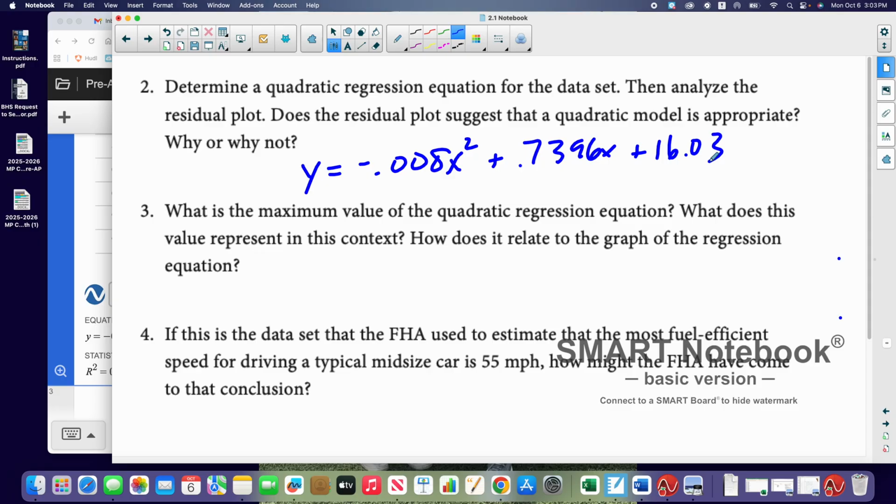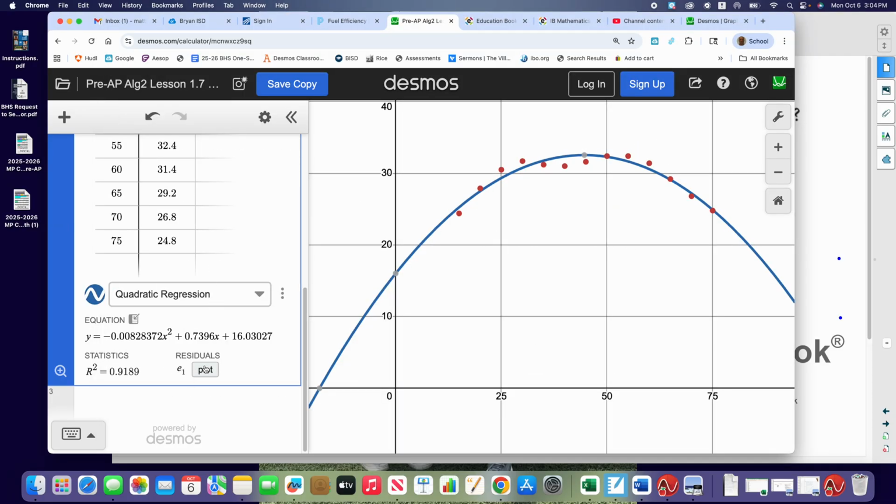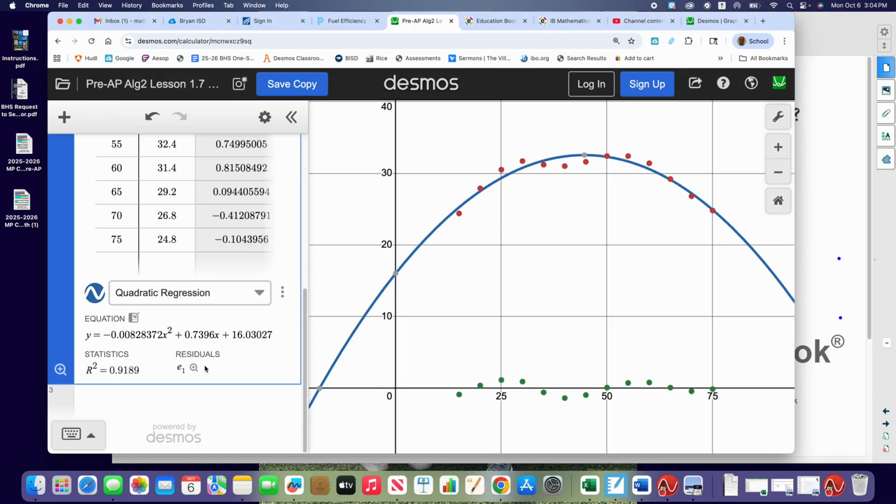Now, it asked me to find the residual plot and to analyze it and to see if you think this is a good model or not. So I'm going to go down here and plot it. Okay? Thoughts? Good model or not a good model? Not? It's not too far off, correct?